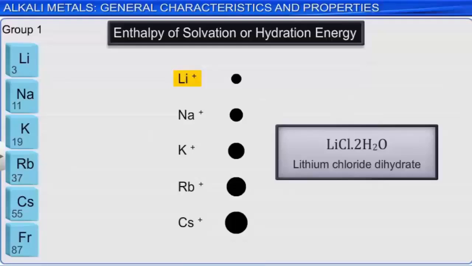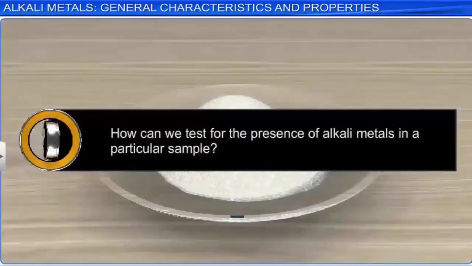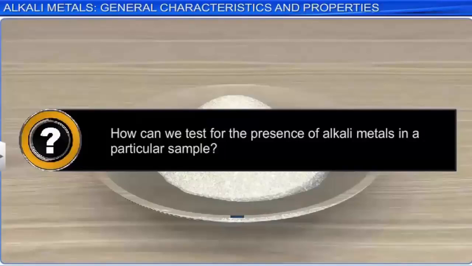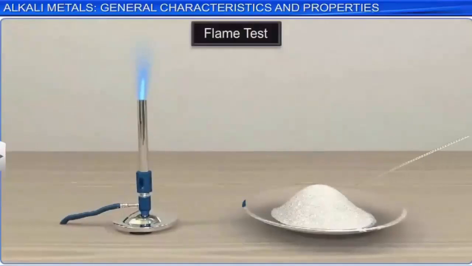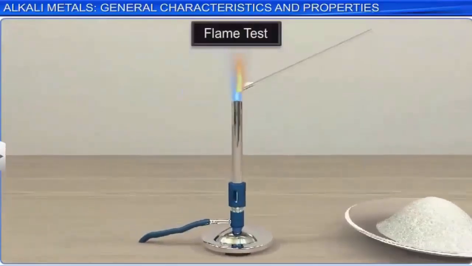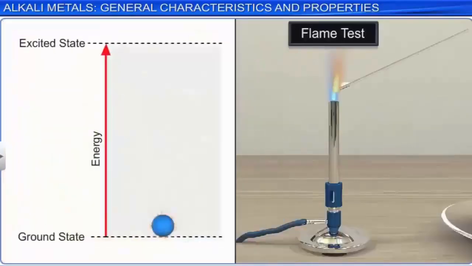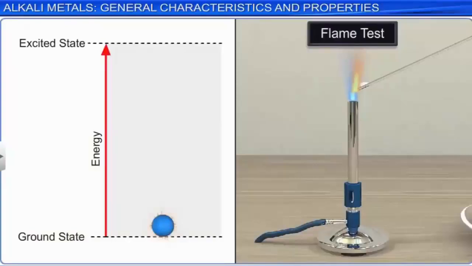How can we test for the presence of alkali metals in a particular sample? One simple and qualitative test is the flame test. If a small amount of a metal salt is held in a flame, characteristic color changes can be observed due to the movement of electrons. Electrons get excited to higher energy levels from the heat of the flame and emit energy as light as they return to their ground state.